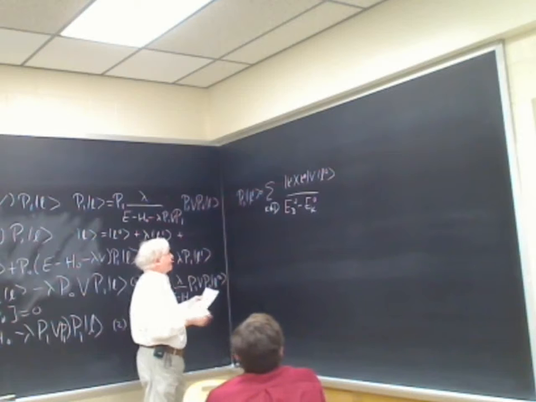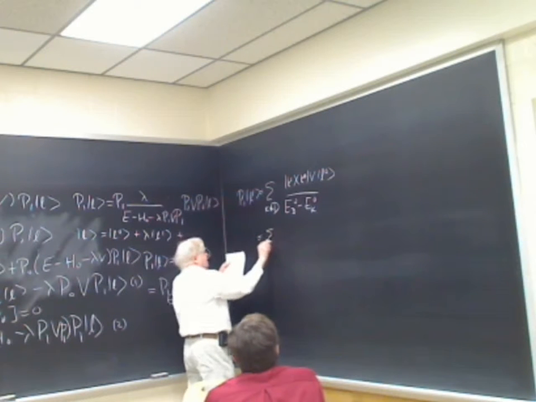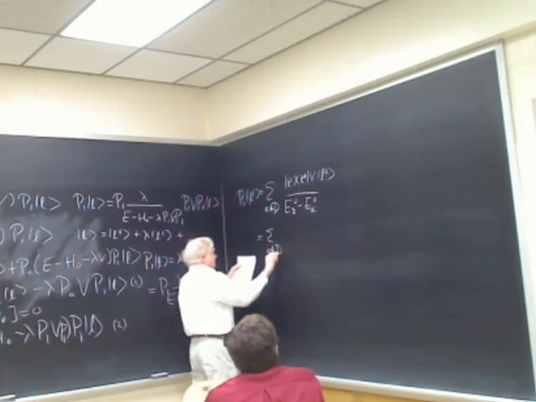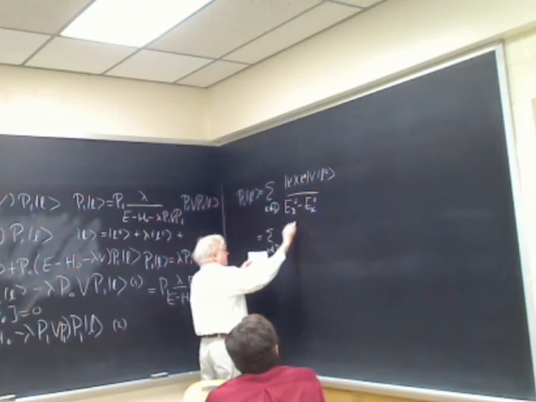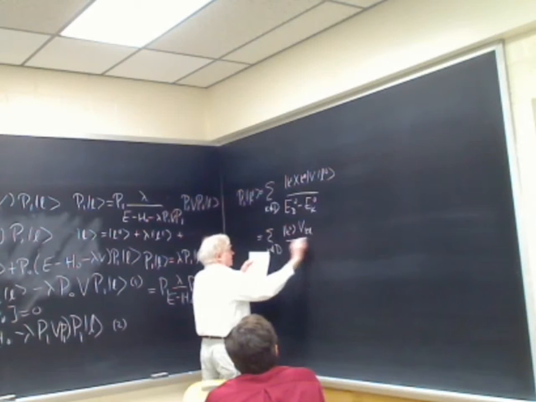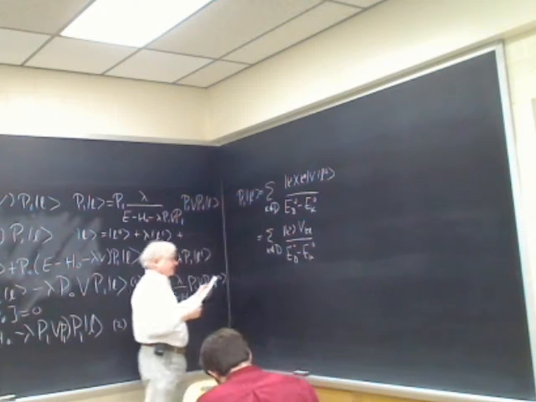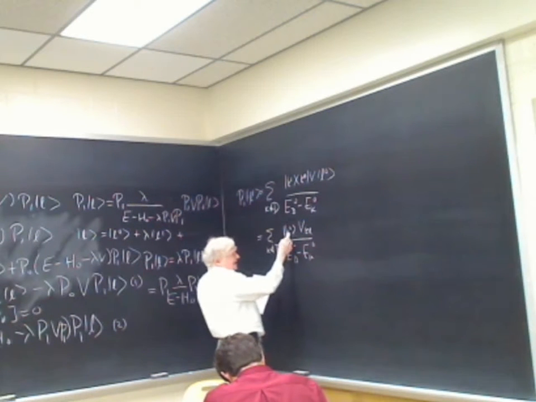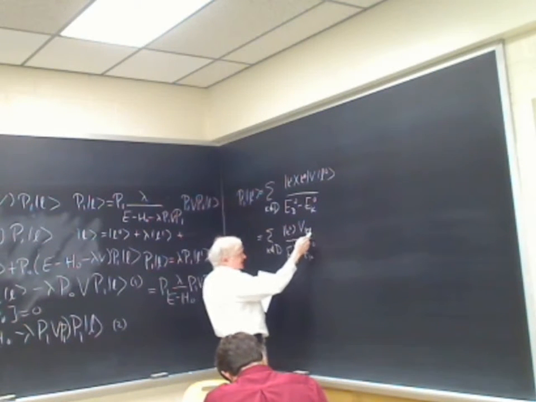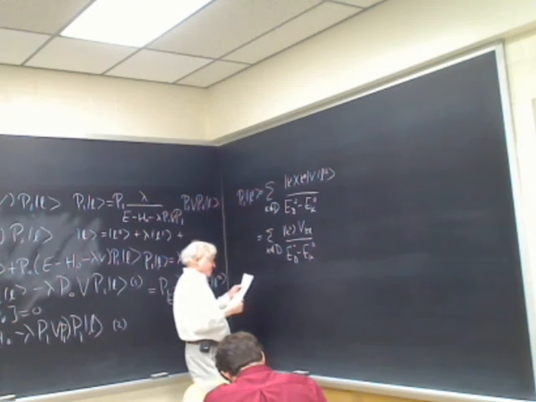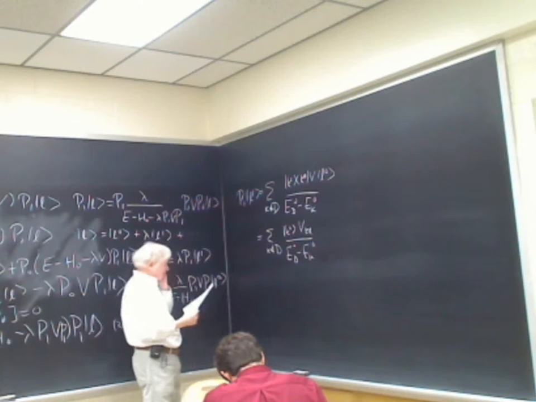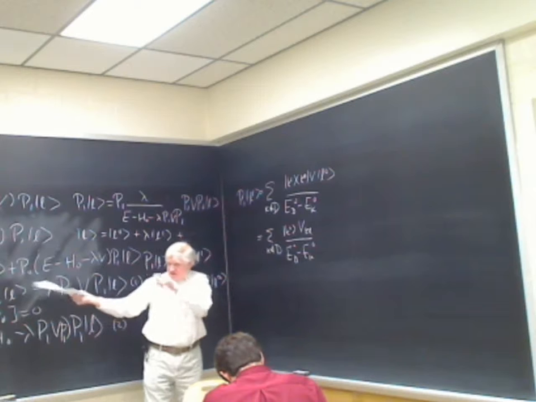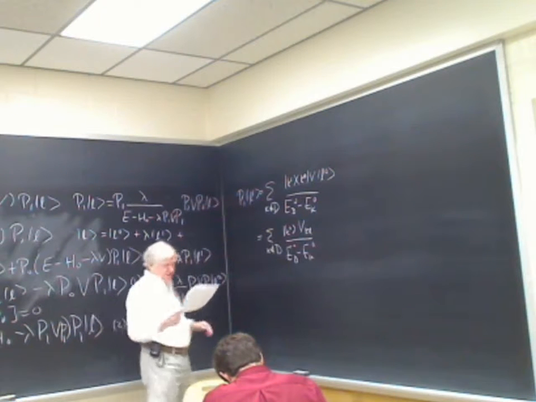And equivalently, we can write this as a sum over K not in the degenerate level of K0, V K L over ED0 minus E K0. Notice that this is connecting states K that are not in the degenerate level to states L in the degenerate level, or to the state in the degenerate level, the state that diagonalizes, the state that we found in the first order degenerate derivation.